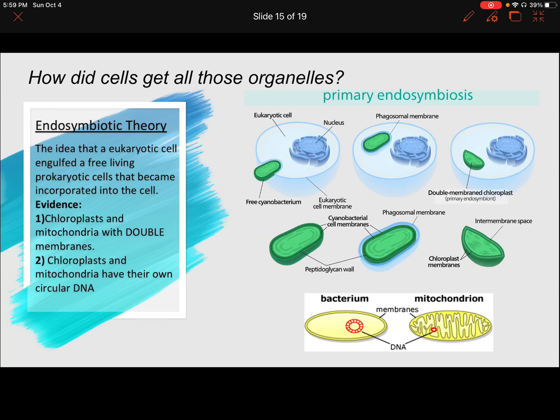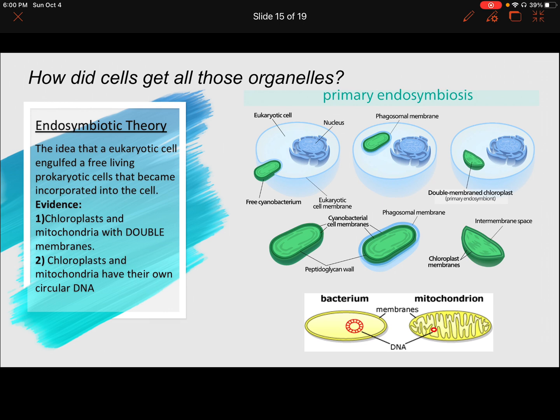So here is a theory that we're going to talk about called the endosymbiotic theory. And this is basically the idea that eukaryotic cells, as we know them now, at some point in their history engulfed a free living prokaryotic cell that became incorporated into the cell, meaning that some bacteria was floating around and it became engulfed by the eukaryotic cell through endosymbiosis, and it didn't let go of it and somehow found a way to replicate it, make copies of it, and actually use its function as part of the cell function and inner workings.